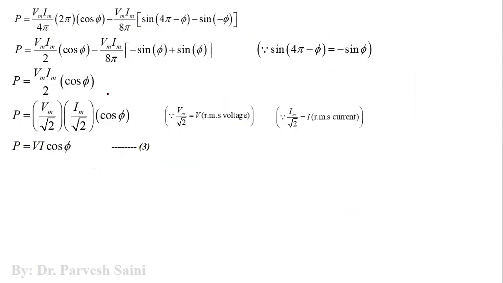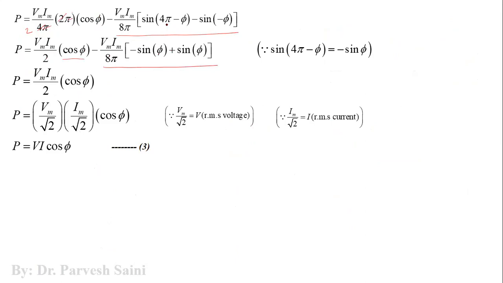Now as we put these values in the equation, we get P equal to Vm Im divided by 4 pi, times 2 pi cosine of phi. So this pi and pi will be cancelled, and then we have this equation here, right? Now we have Vm Im by 2 cosine of phi minus this term.